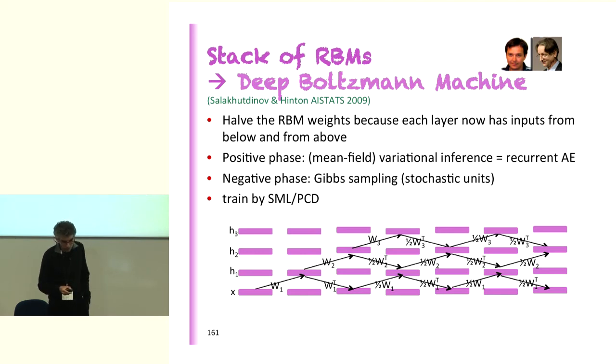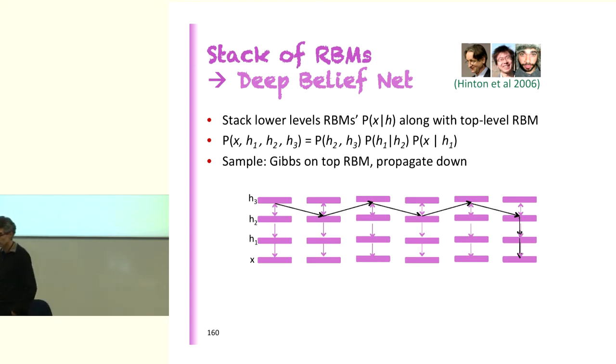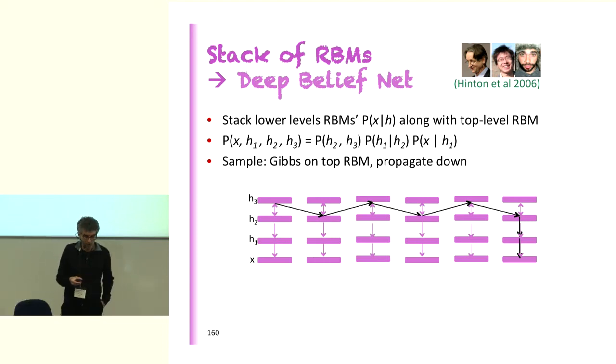Then there is something I haven't talked about yet, which is the deep belief net. The name deep belief net has often been wrongly used to mean deep learning in general, but really what it means is a specific probabilistic model that has the following structure.